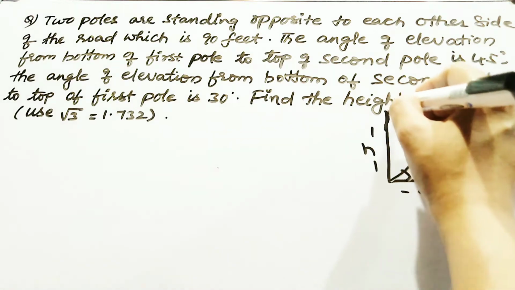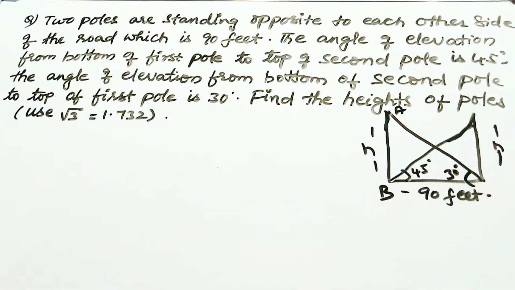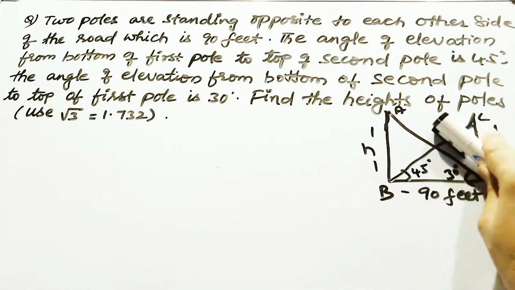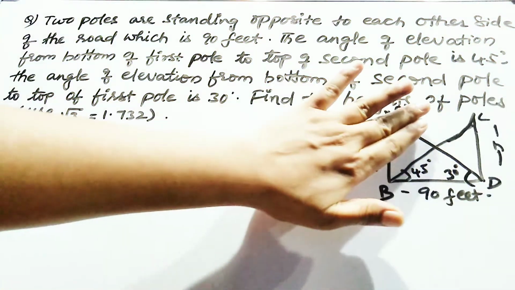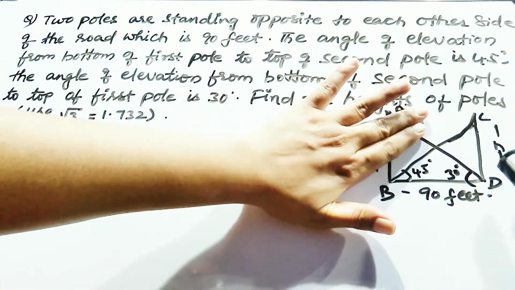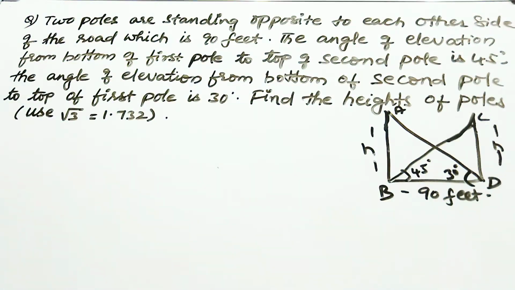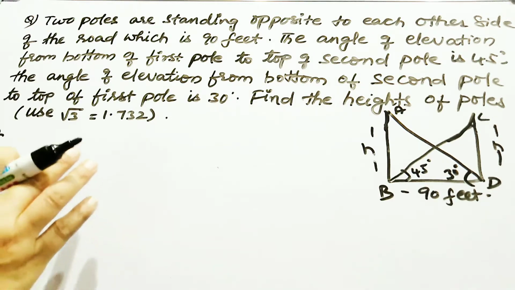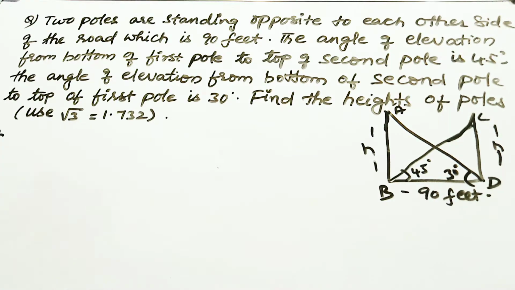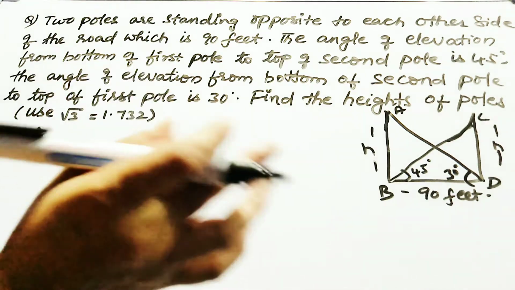Just give the names A, B, C and D. So first we have to find out any triangle. You can find out ABD, or you can find DCB. Let's find out. First, what is your solution? And one more thing you should remember, that if any root 3 is there, you have to substitute root 3 with 1.732.